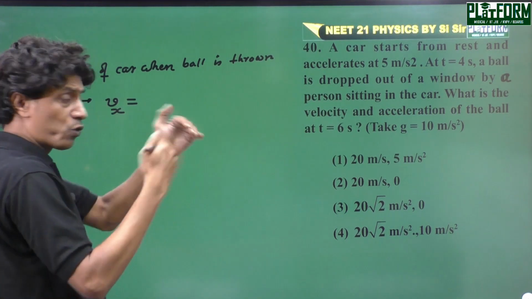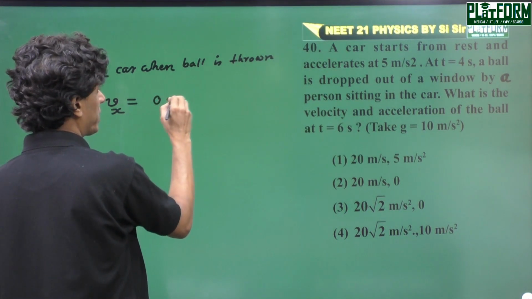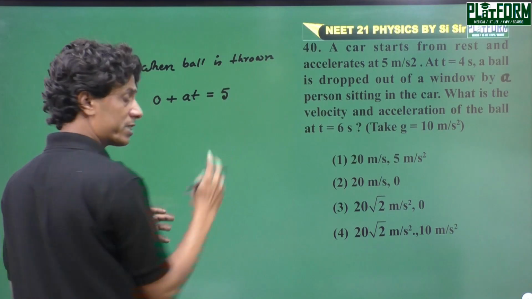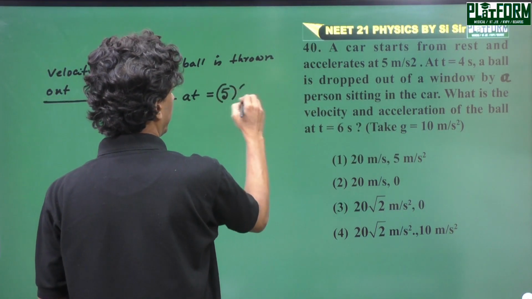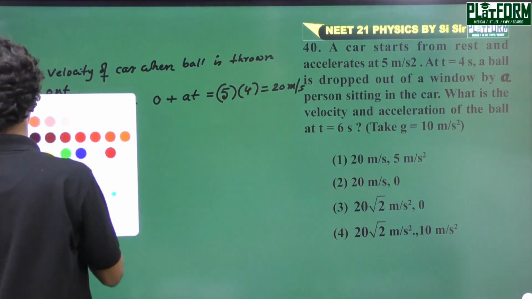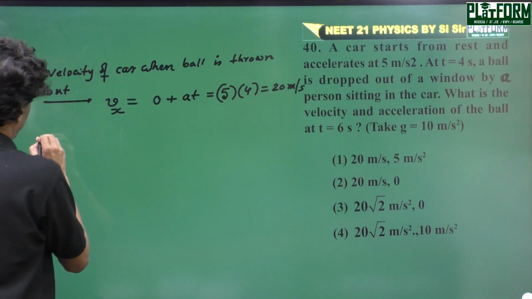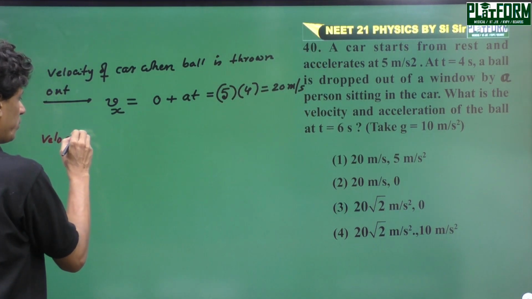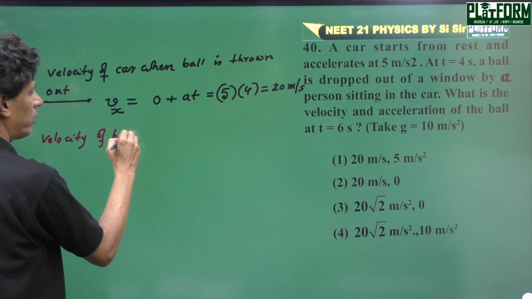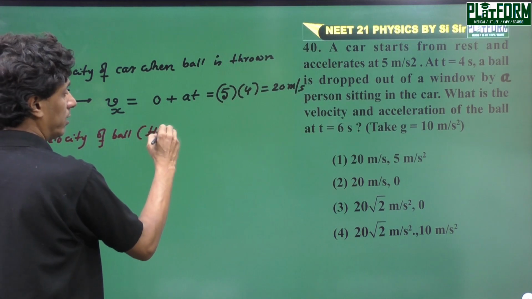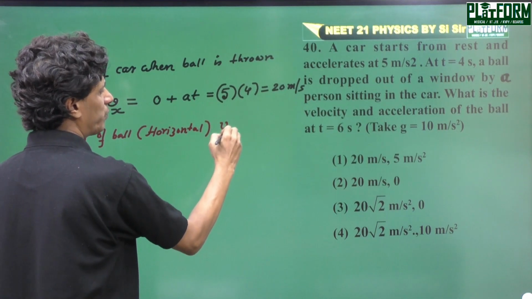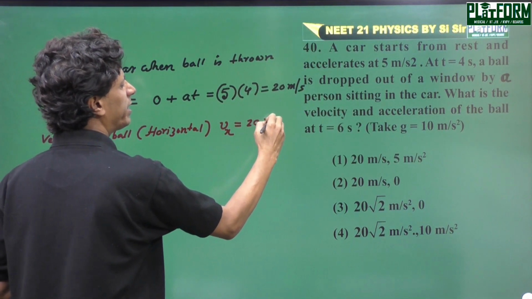It is thrown out after 4 seconds and it is starting from rest. The acceleration of the car is 5 and the time is 4, so that is 20 meters per second. Definitely, from the conception we can say the velocity of the ball, better to say horizontal velocity, it is also Vx, that is 20 meters per second.